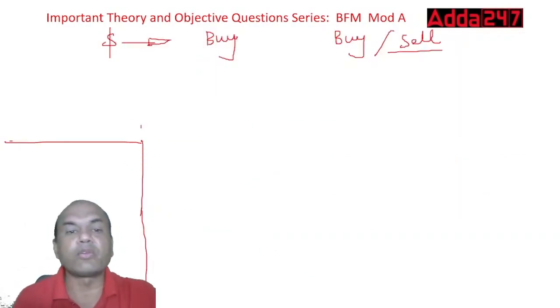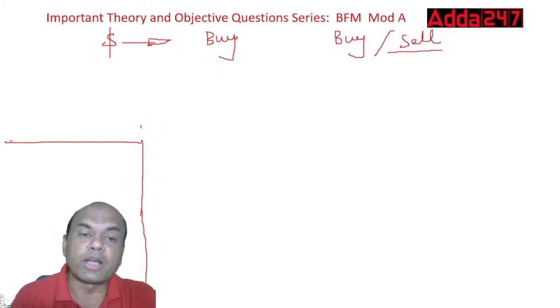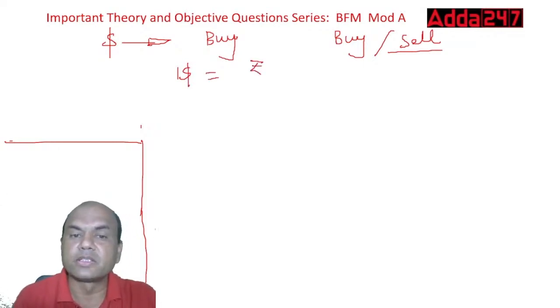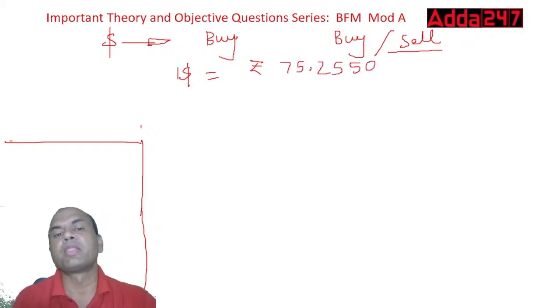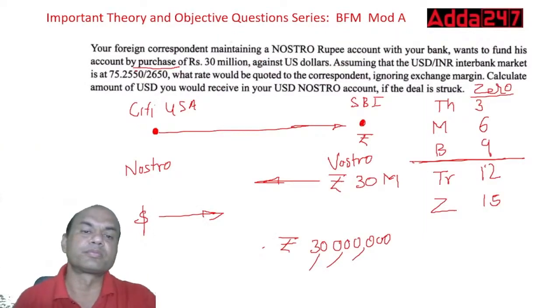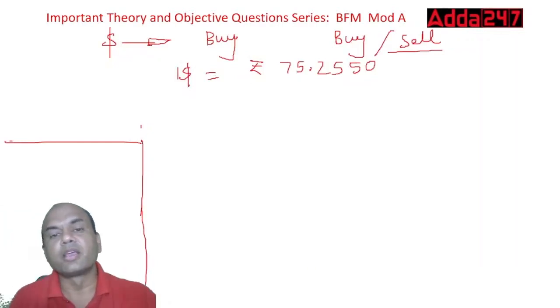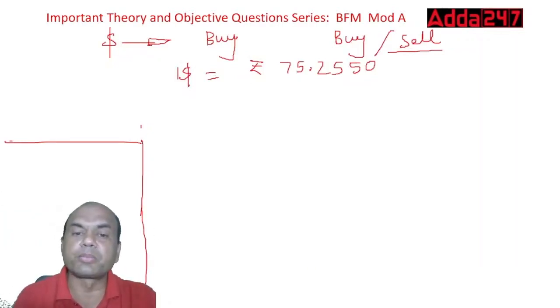So now what do I want? Look at this very properly now. Very important part. So $1 equals rupees 75.2550. This is the rate. So $1 equals rupees 75.2550. Now what do you want? What do you have actually? You have rupees or dollars now? You have this rupees, 30 million. So I'll just write 30 million below the rupees. So 30 million over here. I'll just write M over here now.